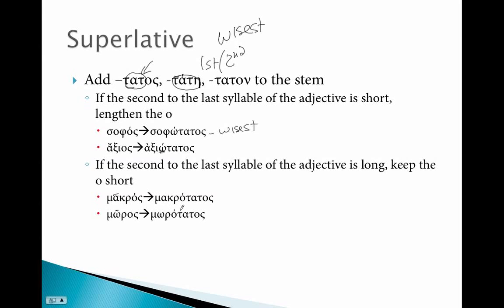So, again, unless you're composing, you don't have to worry too much about whether it's an omega or an omicron, but do watch this infix. That will key you in whether it's a comparative or a superlative.